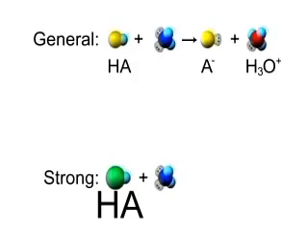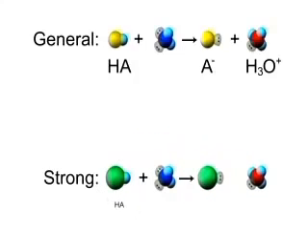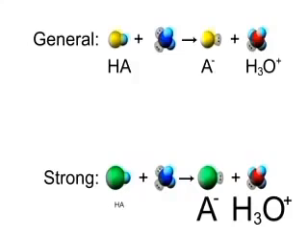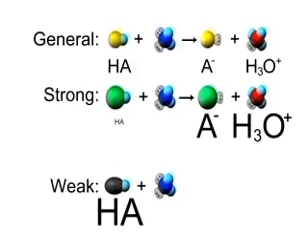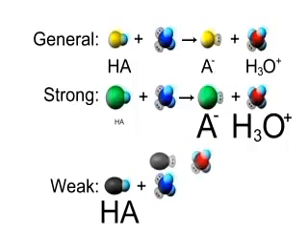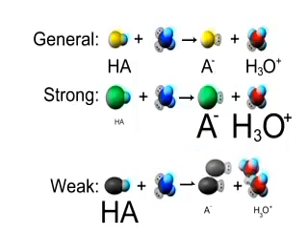The key difference between strong and weak acid dissociation is the final concentration of hydronium ion in solution. Since proton transfer from a strong acid to water is nearly complete, the hydronium ion concentration is essentially the same as the original acid concentration. In contrast, proton transfer from a weak acid to water becomes balanced by proton transfer from hydronium ion to A-, so the final hydronium ion concentration is much less than the original acid concentration.